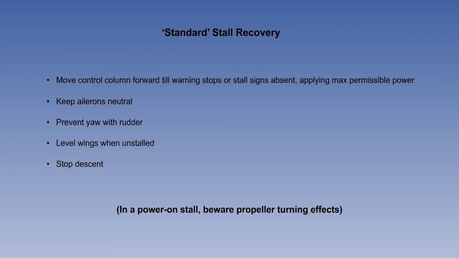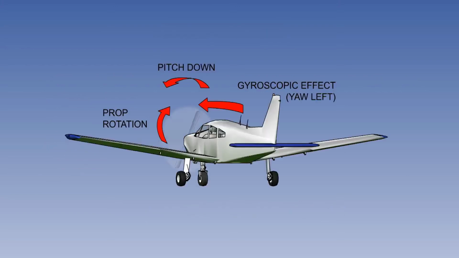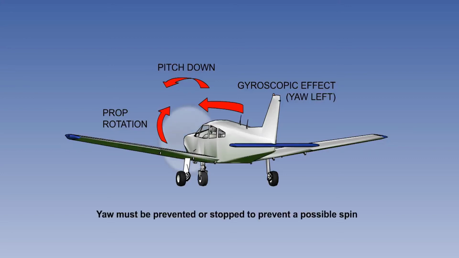A power-on stall and recovery pose extra complications. At the nose high attitude associated with a power-on stall, there will be appreciable turning effects from the propeller. These will be discussed in the lessons on propellers. Pilots of single-engine aircraft, when flying at low speeds, must be prepared to compensate for the effects of the propeller and of power changes in all three axes, and of gyroscopic forces from the propeller if the nose drops during a stall. It is worth reiterating that any tendency to yaw must be stopped to avoid a spin.